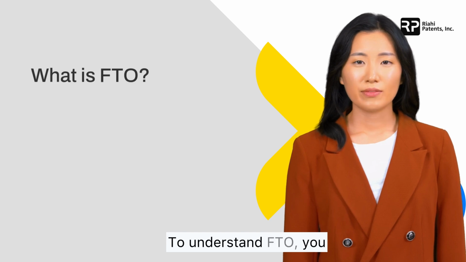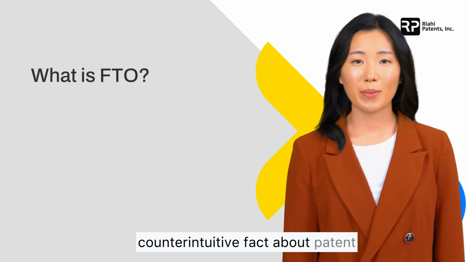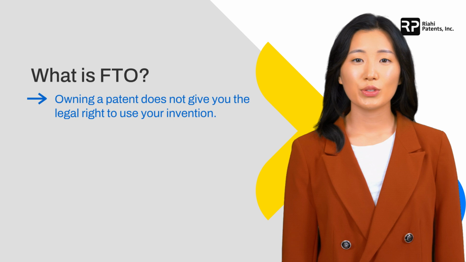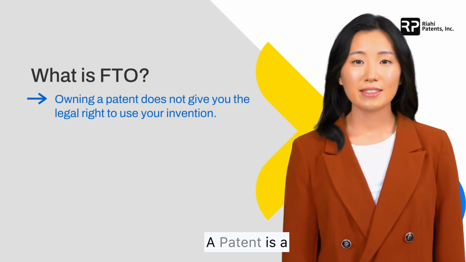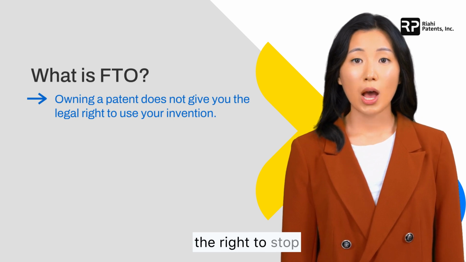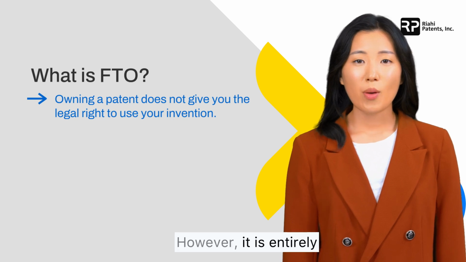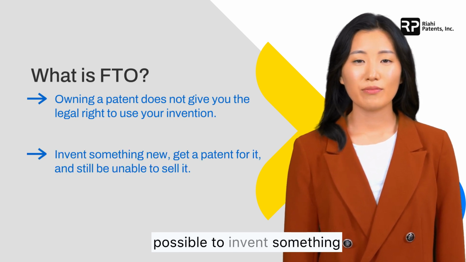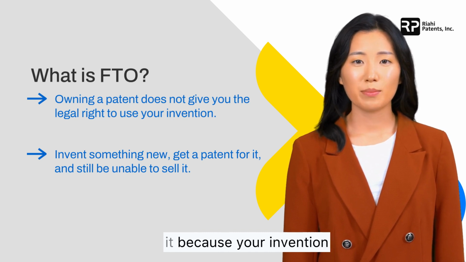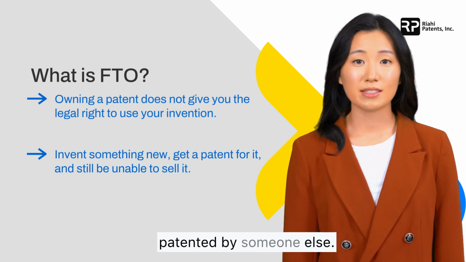To understand FTO, you must first understand a counterintuitive fact about patent law. Owning a patent does not give you the legal right to use your invention. A patent is a shield, not a sword. It only gives you the right to stop others from making, using, or selling your invention. However, it is entirely possible to invent something new, get a patent for it, and still be unable to sell it because your invention relies on underlying technology patented by someone else.